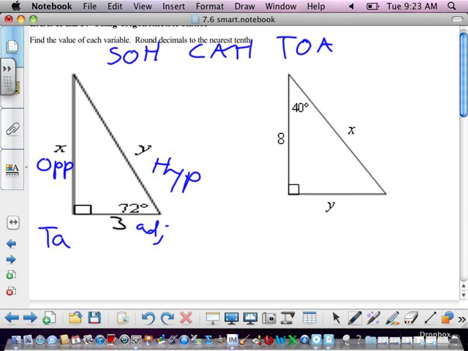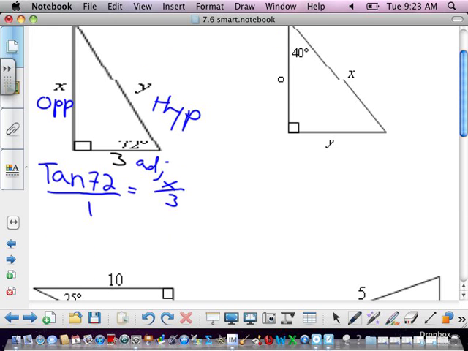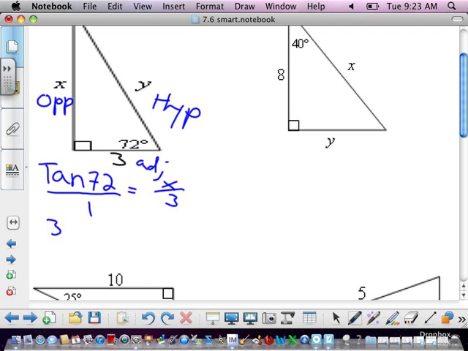Tangent. So, I'm going to write tan 72 equals opposite over adjacent. And remember we talked about it's just cross multiplying. Okay? It's just cross multiplying. So I'm going to go through. Tan times 3 is 3 tan 72 equals x. And then I put this in my calculator. Or if you don't have a calculator, you look up tan of 72, and you times that by 3.